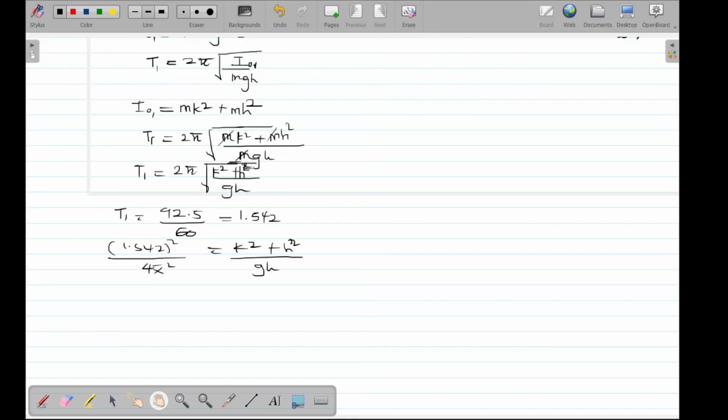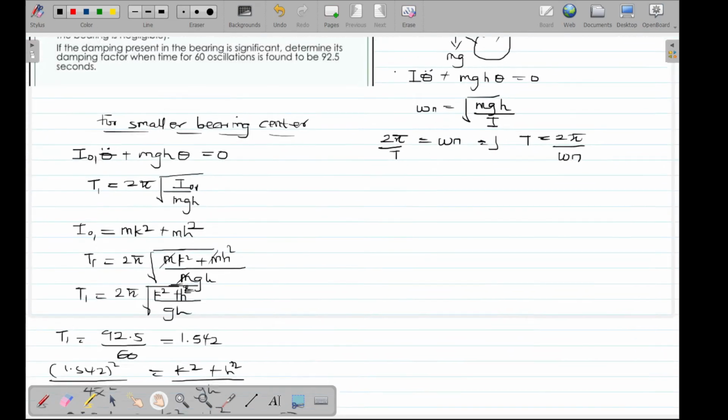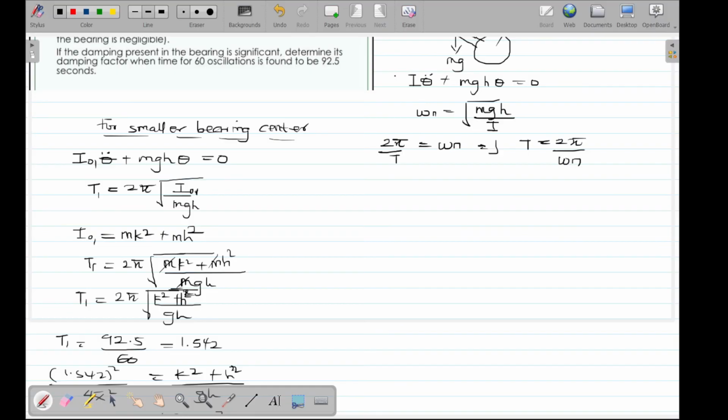So over here, I will have 1.542 squared out of 4 pi squared to be 0.06, and I can maybe multiply 9.81. So I have 0.590 h to be equal to k squared plus h squared. So equation 1.